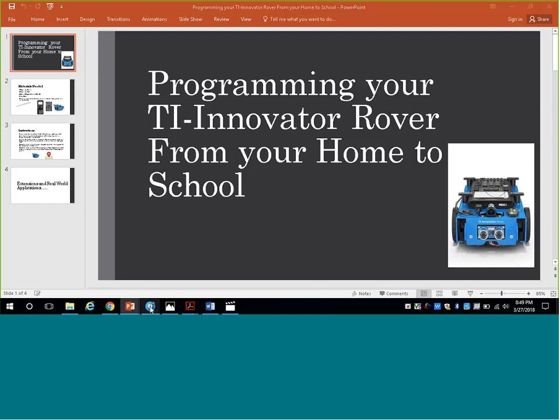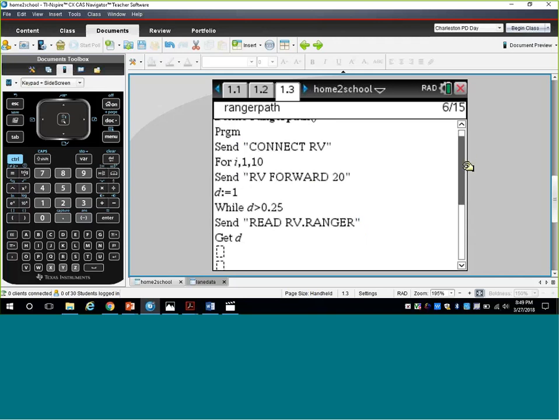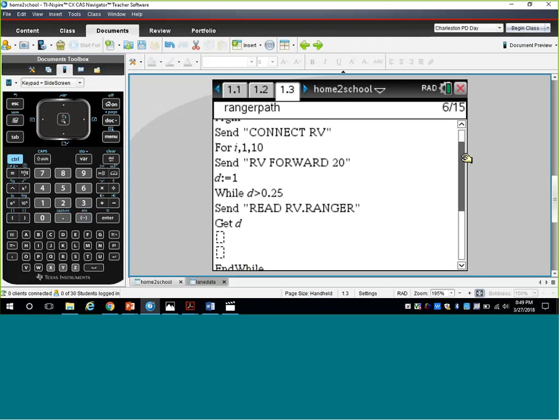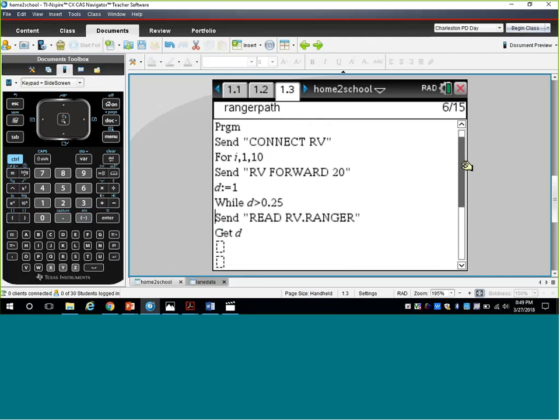And what you'll notice about the actual program that's written here is that there's a little more advanced programming, which is more than just left and right.